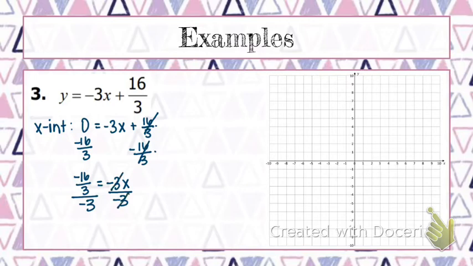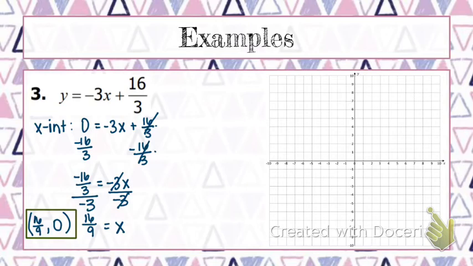Negative 3 over negative 3 equals 1, so we're just going to have 1x, and we can just write that as x. We don't have to write the 1. Then negative 16 thirds divided by negative 3 is going to equal positive 16 ninths. So the point for our x-intercept is 16 ninths, comma, 0. Let's go ahead and plot that point.